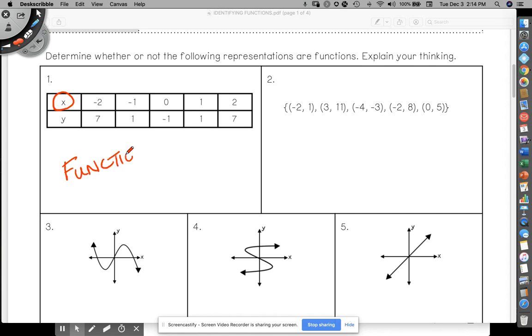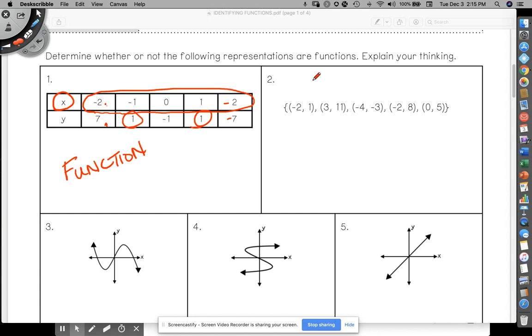You can have repeated y's. Like here, you see the 2 1's. That's okay. I don't care about the y's. You only want to worry about the x's. So what that means is I put in one value, I get out one value. You don't want -2 over here, and let's say this is -2 as well, and this was a -7. That means if I put in -2, I could get a +7 or a -7. That's not a function.